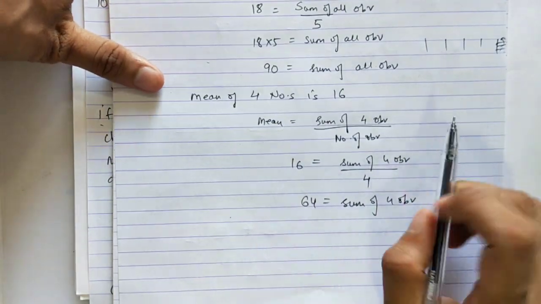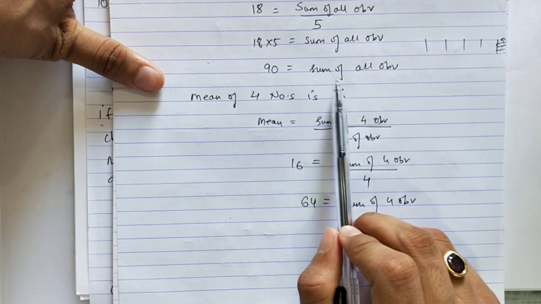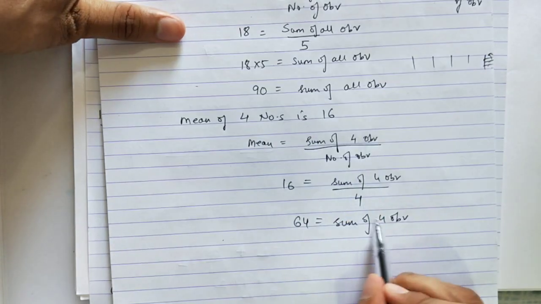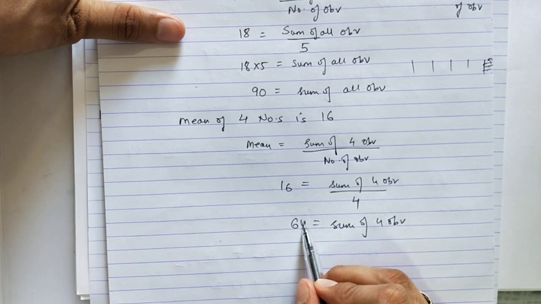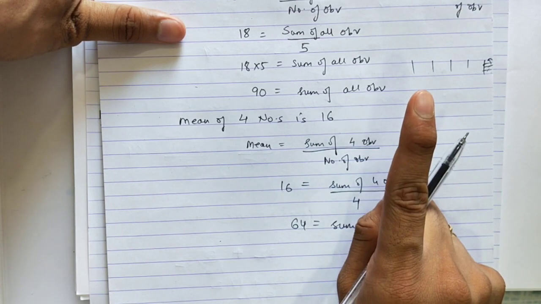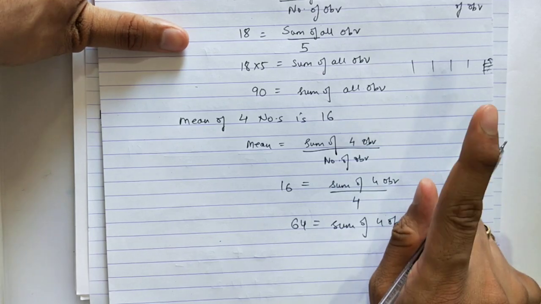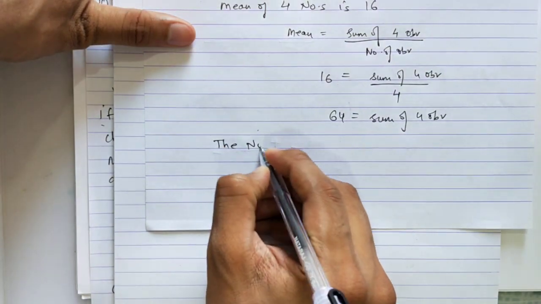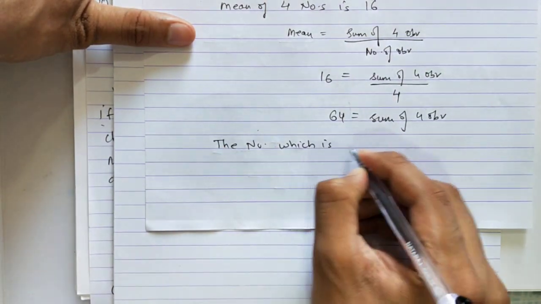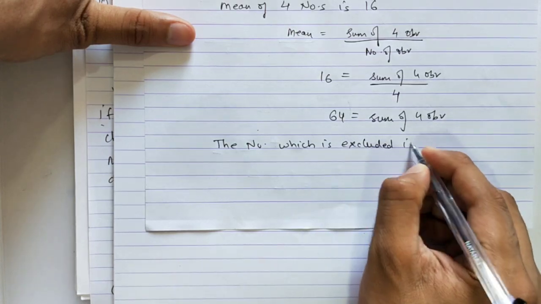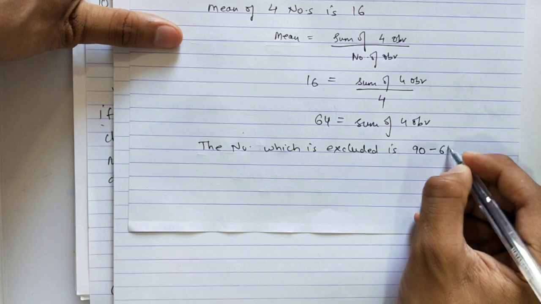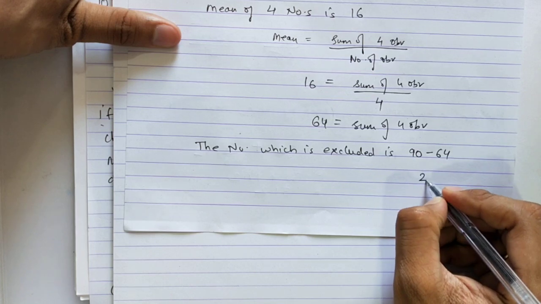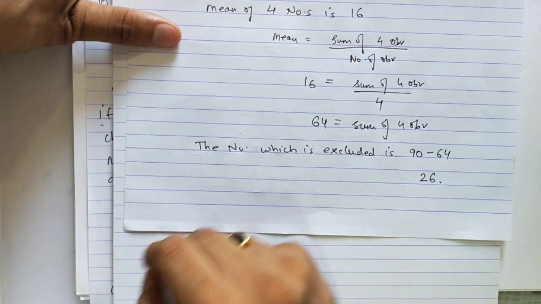So what is the difference here? Sum of 5 numbers is 90 and sum of 4 numbers is 64. That means one number was excluded. So that one number which was excluded can be found. The number which is excluded is 90 minus 64. If I subtract 90 minus 64, I'll get the answer as 26.